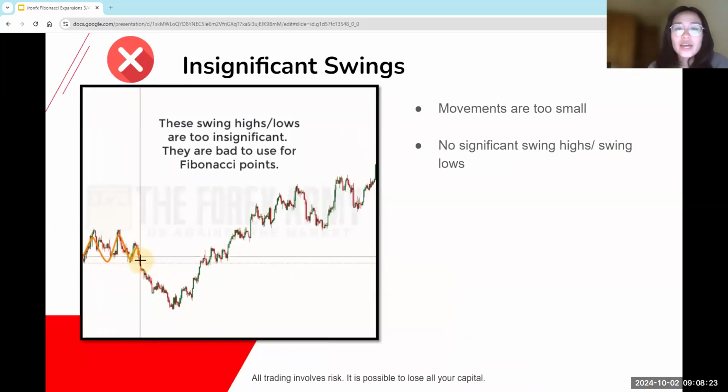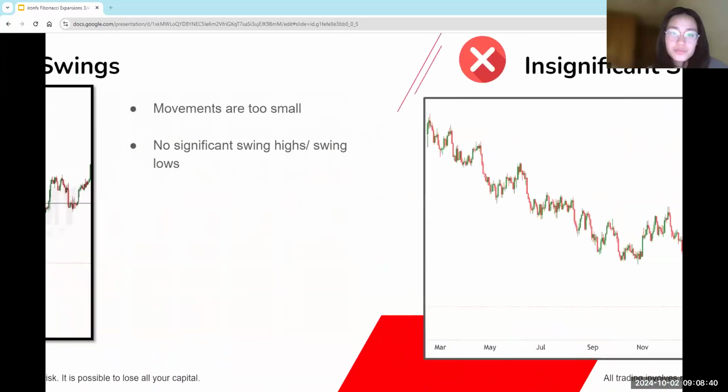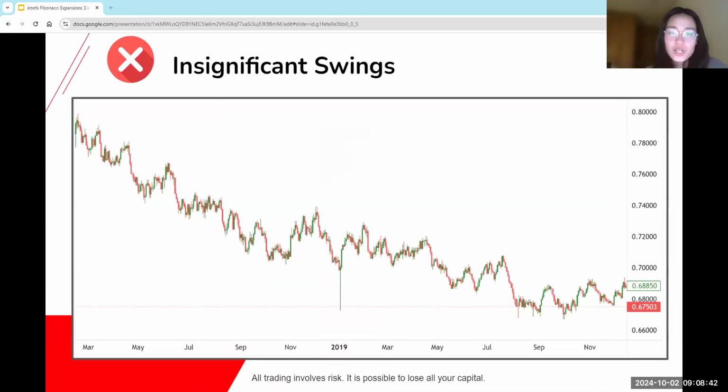So let's first take a look at an incorrect example of insignificant swings. These should not be used for Fibonacci levels. The reason being, the price movements are way too small and there are no significant swing highs or swing lows here. Here's another incorrect example. There aren't really any clear swing highs or lows here. Price movement is very minimal.